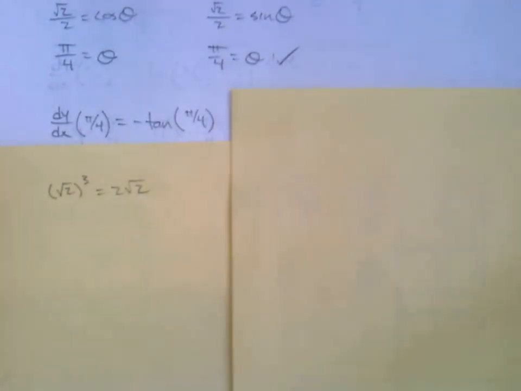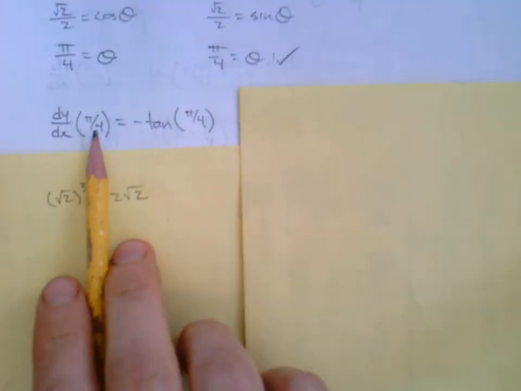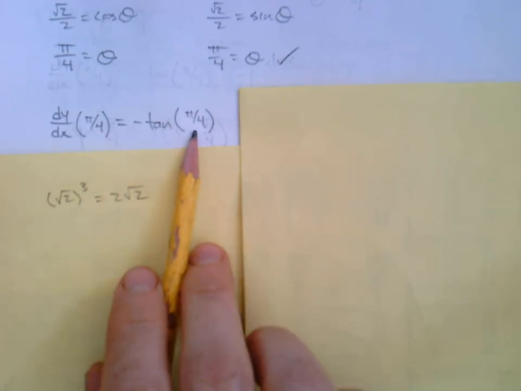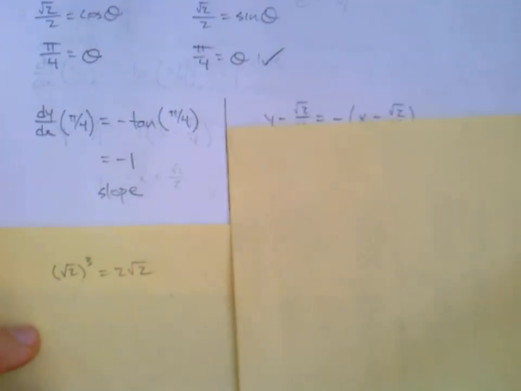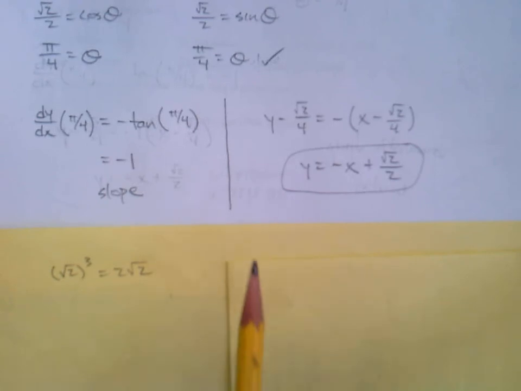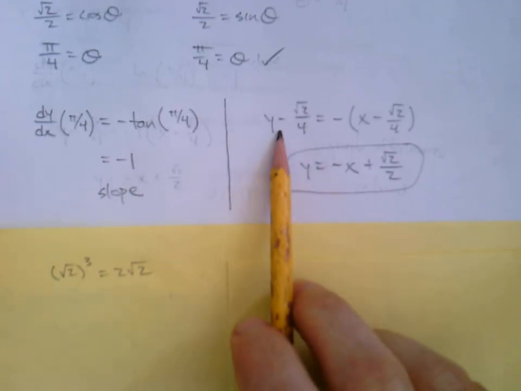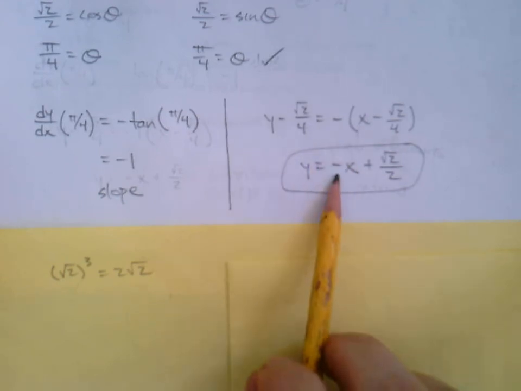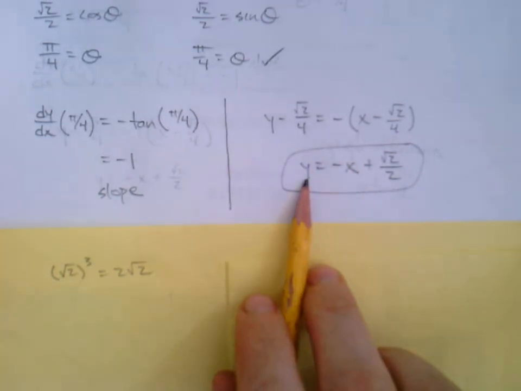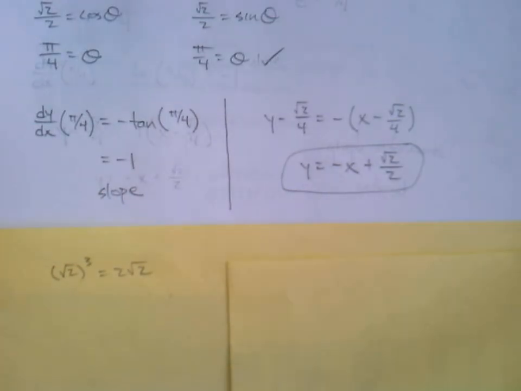Let me try not to show you too much. So I'm going to take pi over 4, plug it in: negative tangent pi over 4. That turns out to just be negative 1. So there's the slope of my tangent line. Let me show you the whole thing. Now we need the equation. So I need point slope form, my x value, my y value, my negative 1 slope. Clean it up a little bit. I get y equals negative x plus root 2 over 2 as the equation of my tangent line going through that point.